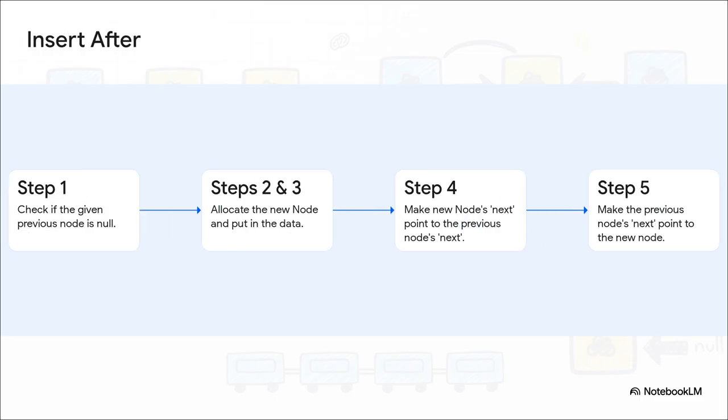But what if you need to slot a new node somewhere in the middle? For that, we use insert after. Now listen up, because the order you do this in is critical. First, you have to connect your new node's next pointer to the node that comes after it in the chain. Only then do you change the previous node's pointer to point to your new one. If you do that out of order, you'll break the chain and lose the whole back half of your list. But if you do it right, you've just cleanly spliced a new car right into the middle of your train.